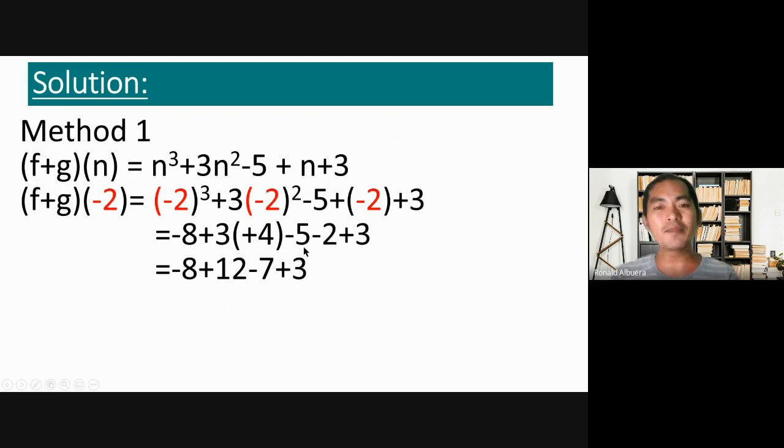So, you can simplify step by step para kumonte na siya. Then, we add the same sign. Negative 8 plus negative 7 is negative 15. And we add the same positive. 12 plus 3 is 15. Unlike sign, we subtract. And the answer is 0.